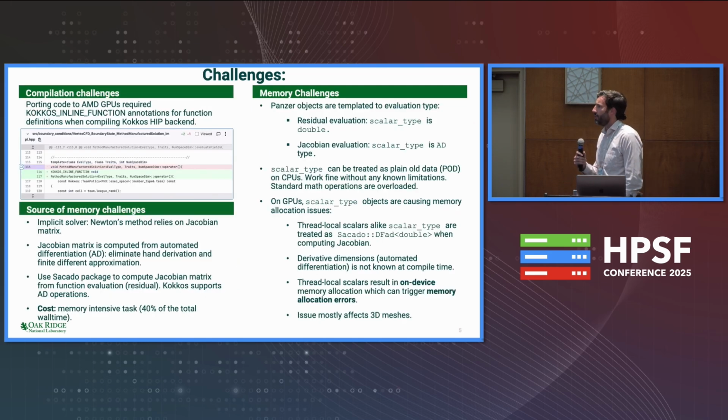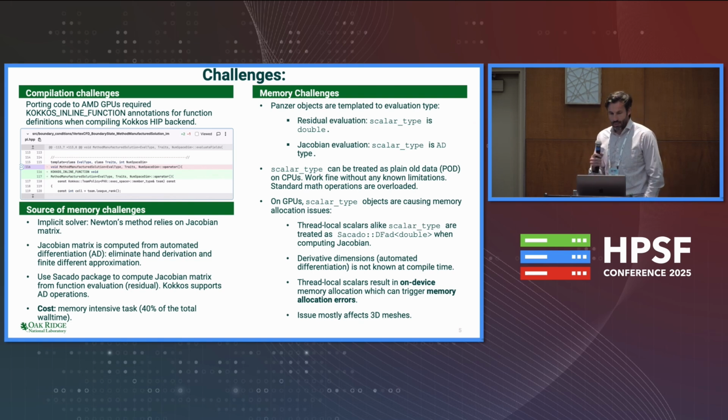So the challenges that we faced over the past year when we started to deploy the code on Summit and Frontier. Summit was an NVIDIA GPU platform, and Frontier is AMD. One thing that we noticed is we had to change actually most of the files because of a requirement of the Kokkos HIP backend. So the Kokkos inline function annotation was required for the code to compile on Frontier.